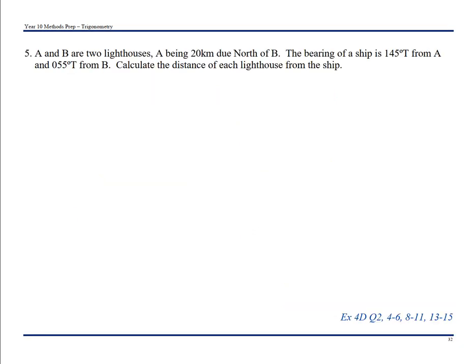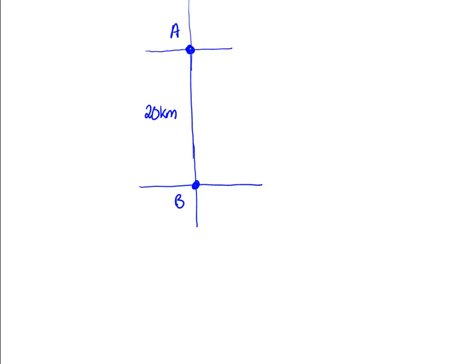Okay, last one. A and B are two lighthouses, A being 20 kilometers due north of B. So I'm going to do that first. So this is B. 20 kilometers due north of B is A. The bearing of a ship is 145 degrees true from A. So from A, I draw my compass bearing at A because it's from A. 145 degrees is down here somewhere.